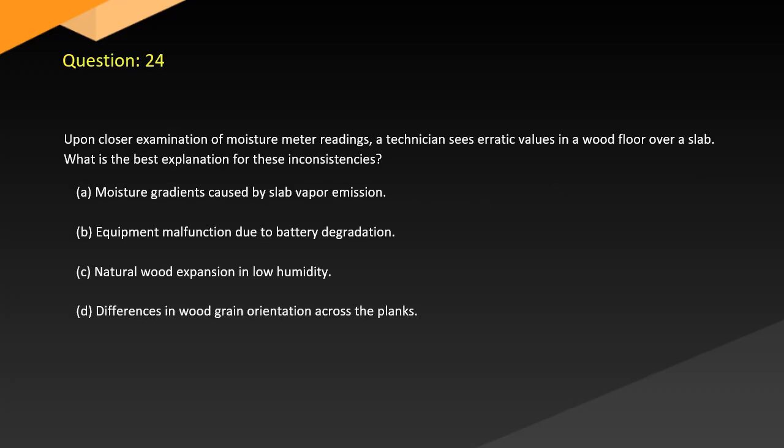Question 24. Upon closer examination of moisture meter readings, a technician sees erratic values in a wood floor over slab. What is the best explanation for these inconsistencies? A. Moisture gradients caused by slab vapor emission. B. Equipment malfunction due to battery degradation. C. Natural wood expansion in low humidity. D. Differences in wood grain orientation across the planks.